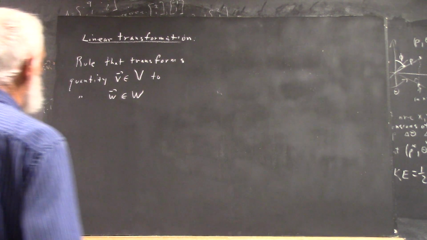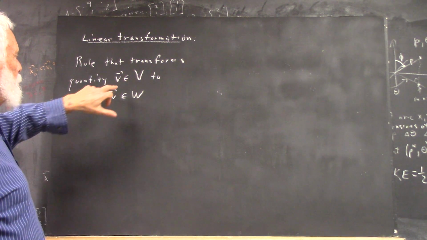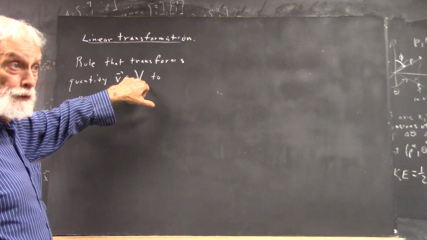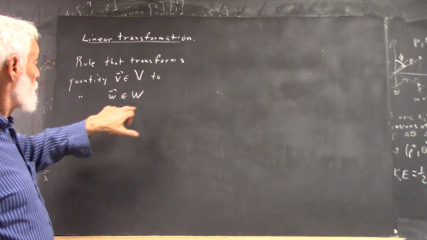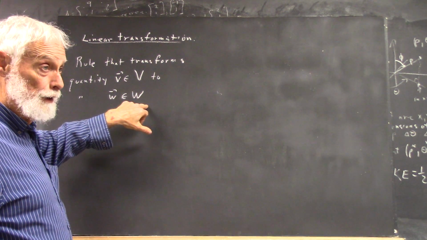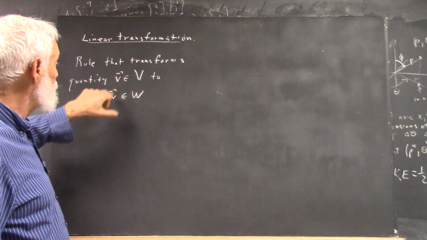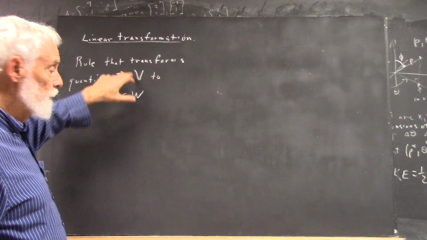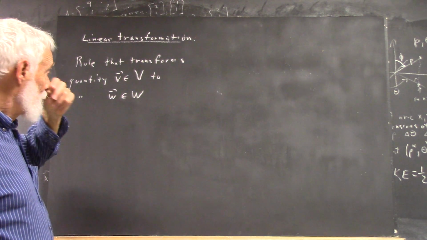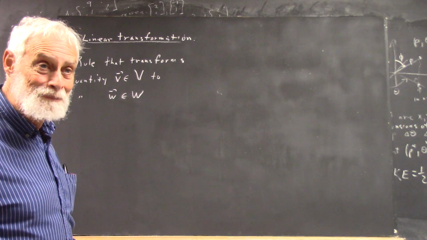Okay, so for our purposes, a linear transformation will take vectors v in some vector space, capital V, and map them to vectors w in some vector space, capital W. Okay? And again, I already said it, but these don't even have to be vectors. These don't even have to be vector spaces. But actually they kind of do, because otherwise the rules don't make sense. Okay?